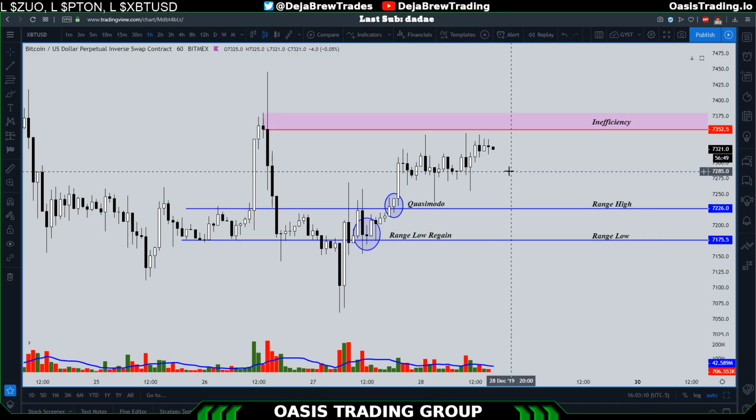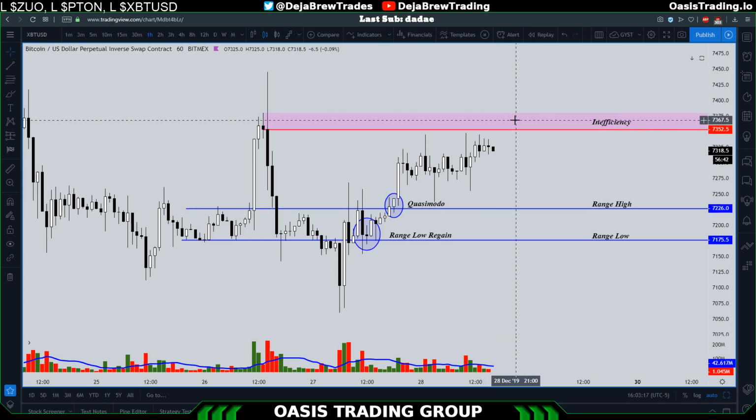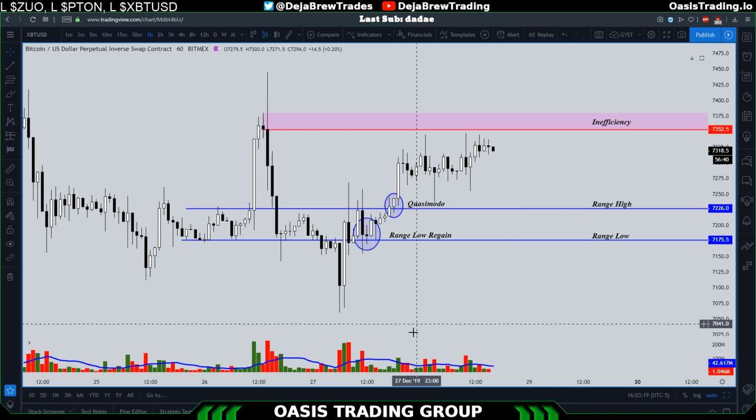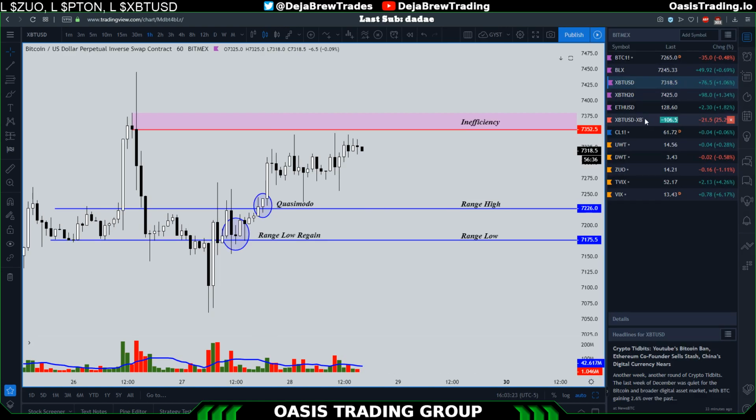Looks like Bitcoin's getting sold off here. It will suck if this thing nukes, because I really wanted to test this zone here so I can short it. Looks like we might not get it though.